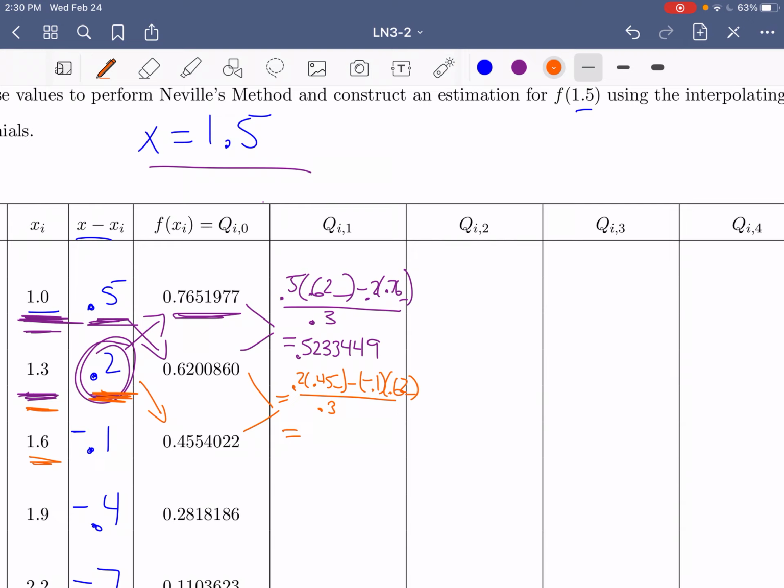And when we do that, we get a value that is approximately 0.5102968.